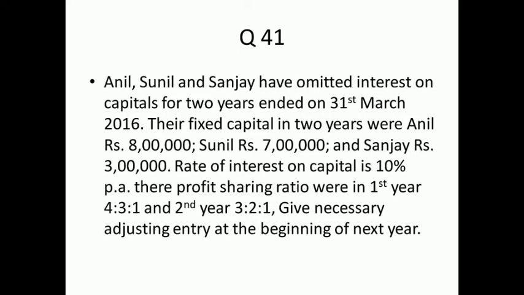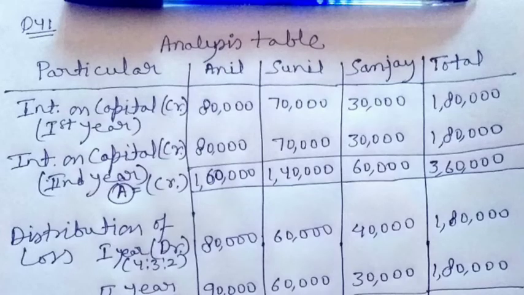So firstly, we have to make an analysis table. For making an analysis table, we have to prepare a format. Look at the analysis table: particulars Anil, Sunil and Sanjay, there are 3 columns for the partners and a total column which shows the firm's expense and income. Clear?